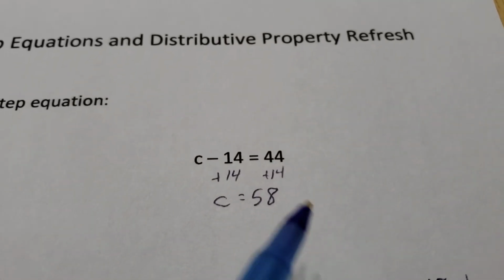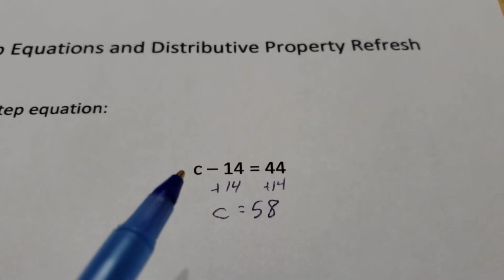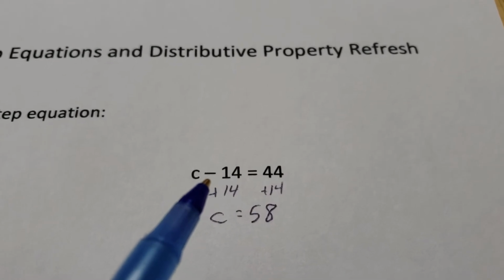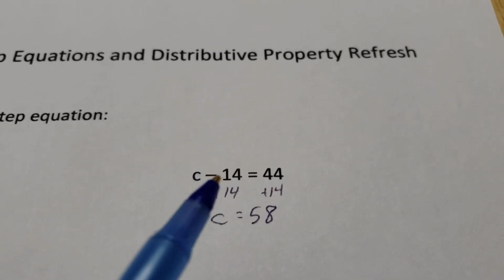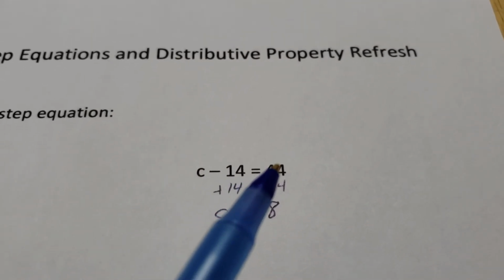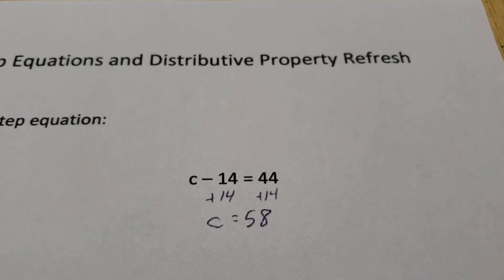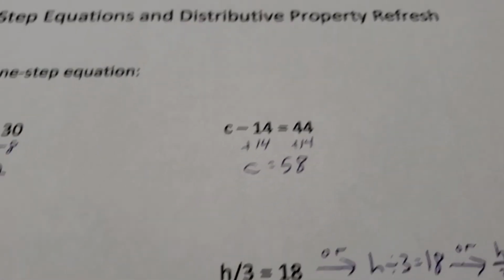Over here, I have c minus 14 equals 44. Well, I want to get the c by itself, so the opposite of subtracting 14 is to add 14. And I'll do that to both sides. And a minus 14 and a positive 14 are 0. Those eliminate each other. 44 plus 14 gives you 58. And if you double check your work, 58 minus 14 is 44.